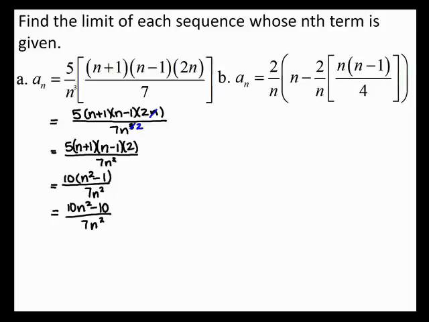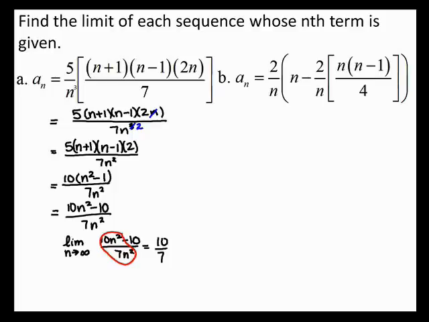Set up the limit of a sub n as n approaches infinity. From this form, you can see that the degree of the numerator is equal to the degree of the denominator, so the limit of the sequence is the ratio of the coefficients of the highest powered terms. The limit of a sub n is 10/7.